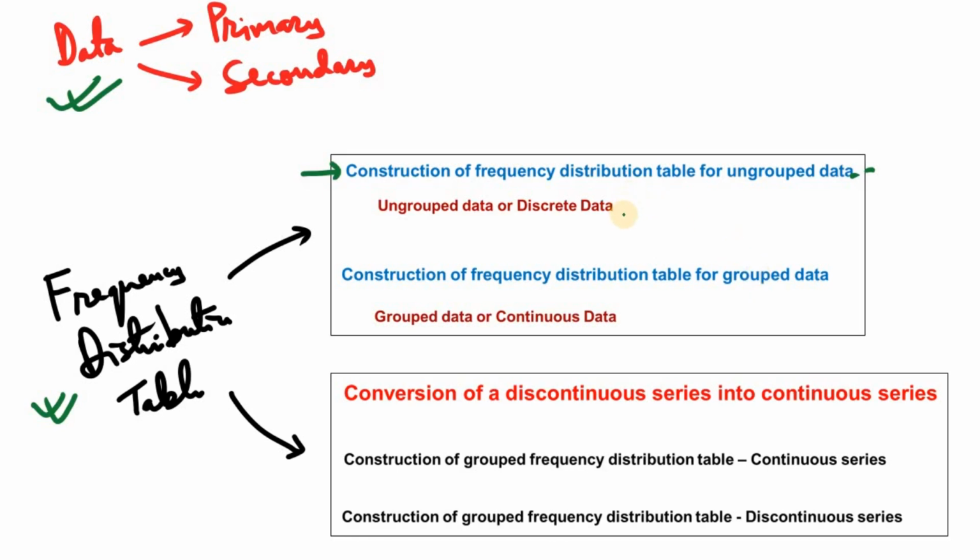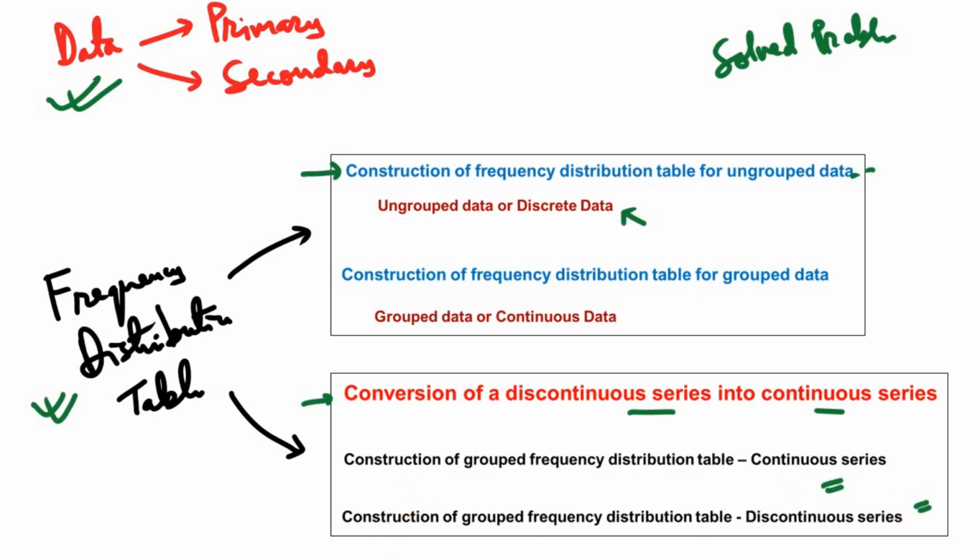this regard we will also talk about what is ungrouped data or discrete data, and then what is continuous or grouped data. And afterwards, finally, we will talk about conversion of a discontinuous series into a continuous one, and this is very interesting. And remember, we are going to talk through our problems. So there will be lots of solved problems here. Basically I will be constructing a grouped frequency distribution table for a continuous series, and next for a discontinuous series.